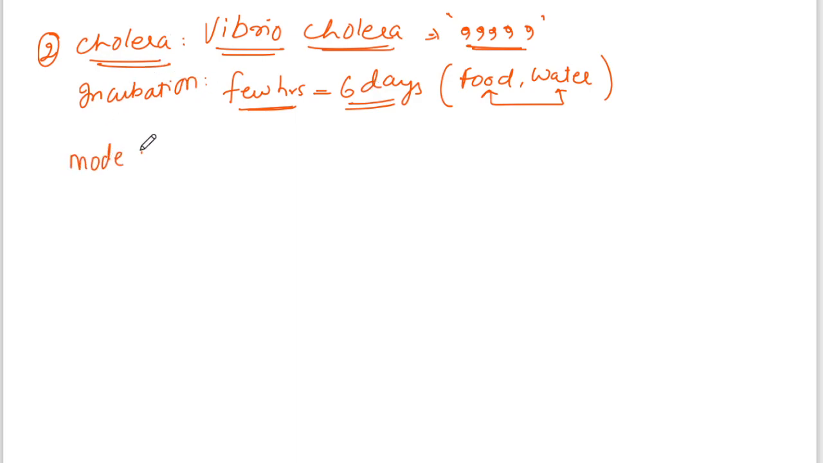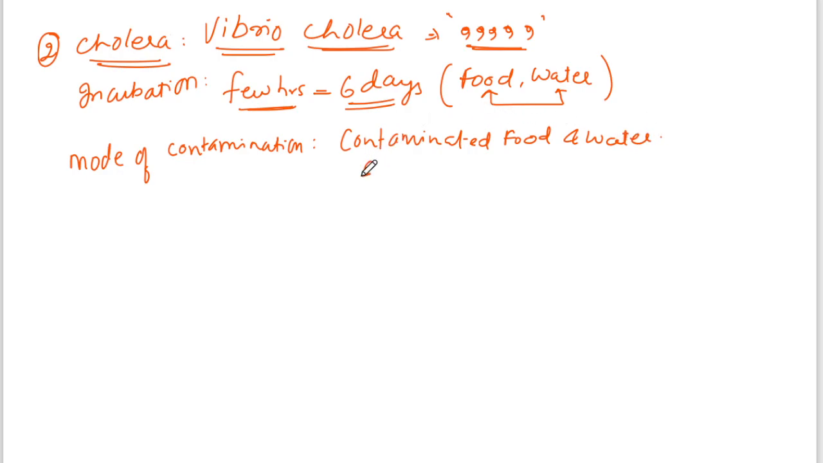What is the mode of contamination? The mode of contamination, as I discussed, is contaminated food and water, and it is also spread by flies. Spread by what? Flies.